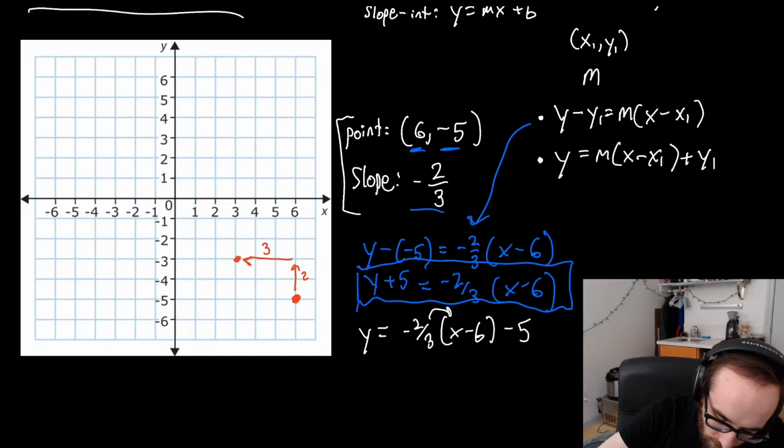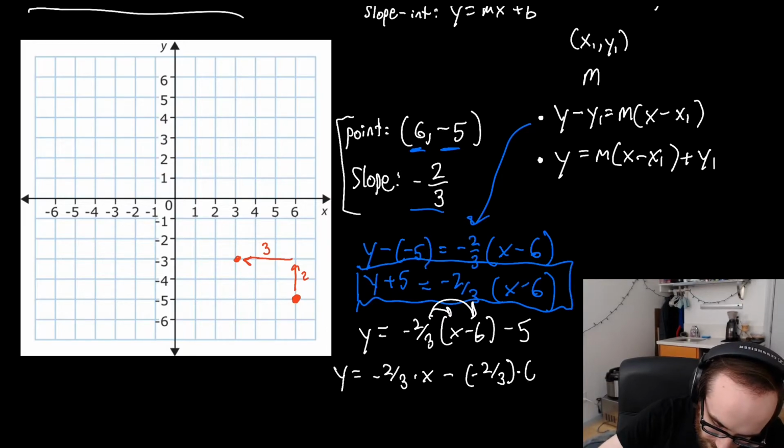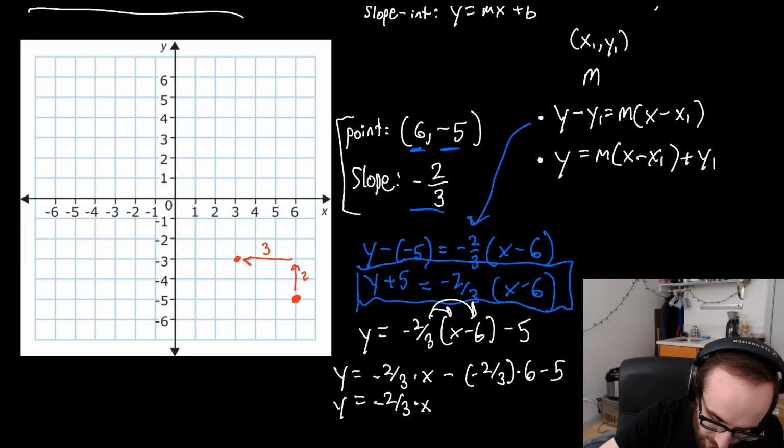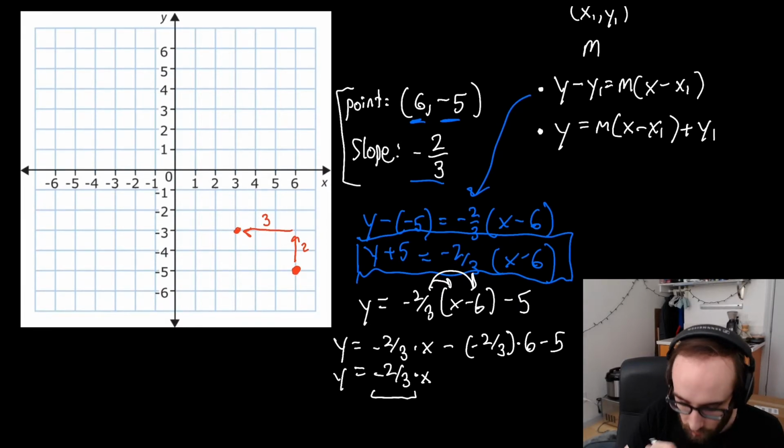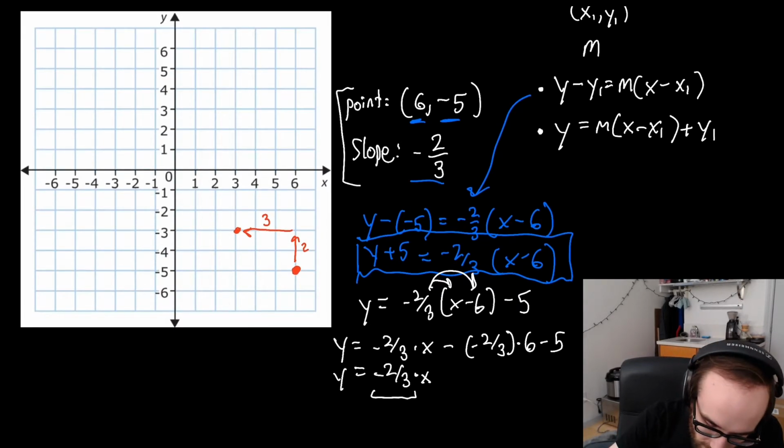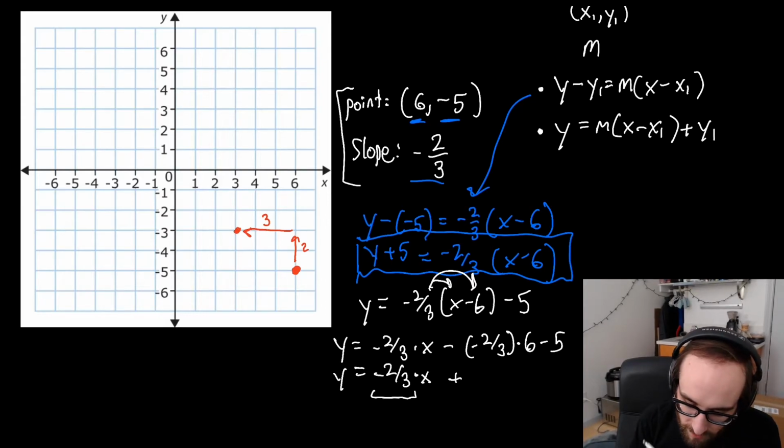Next, I'm going to distribute the -2/3. y equals -2/3 times x minus (-2/3) times 6 minus 5. We have -2/3 x, which makes sense because that is our slope. And then to the right here, if we subtract a negative, then we actually get a positive. So plus 2/3 times 6 is going to give us 4.